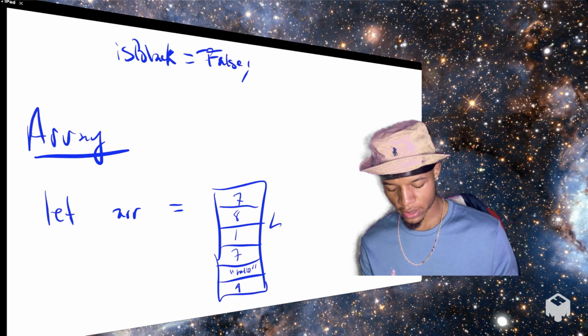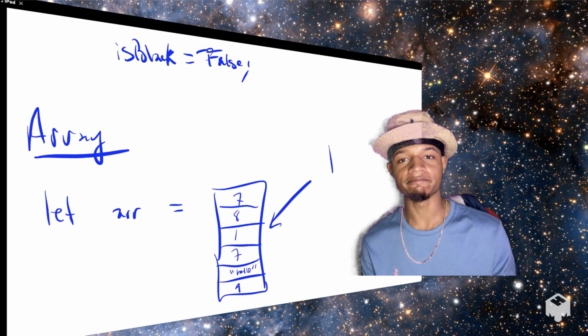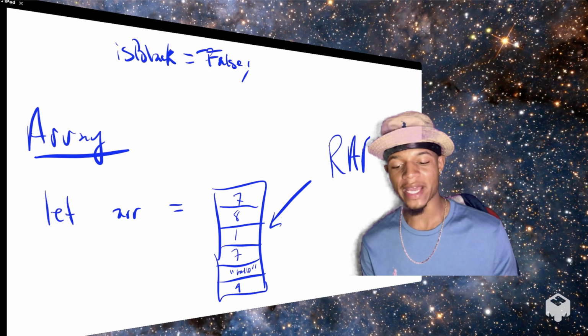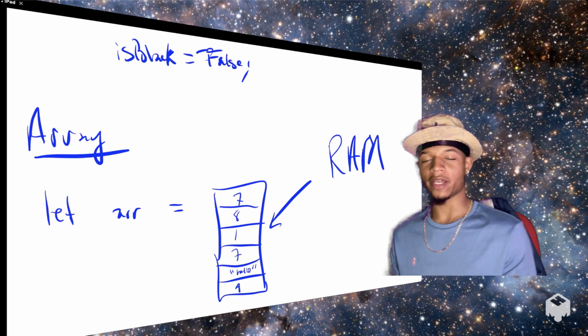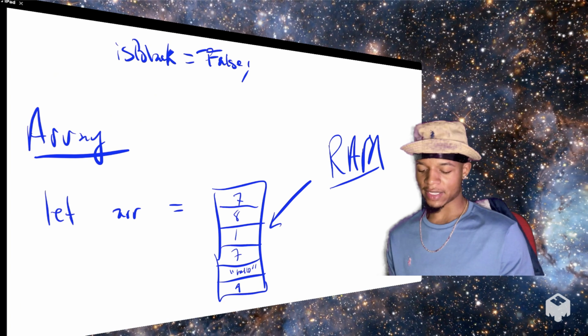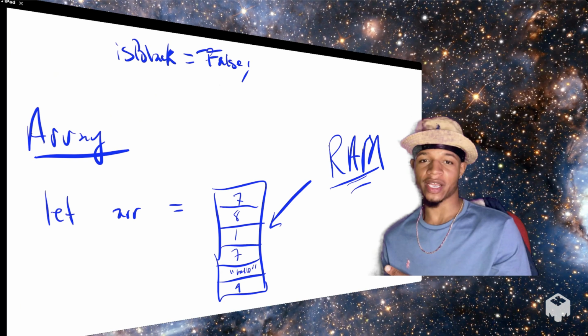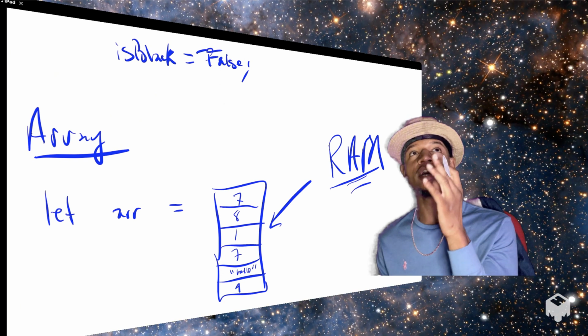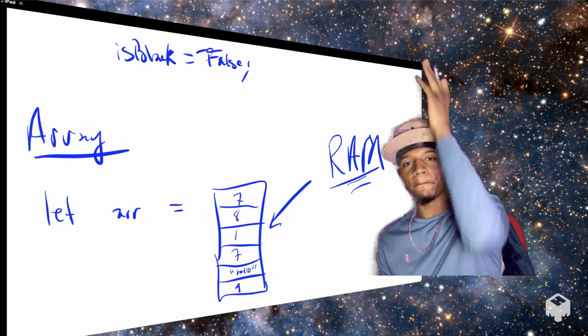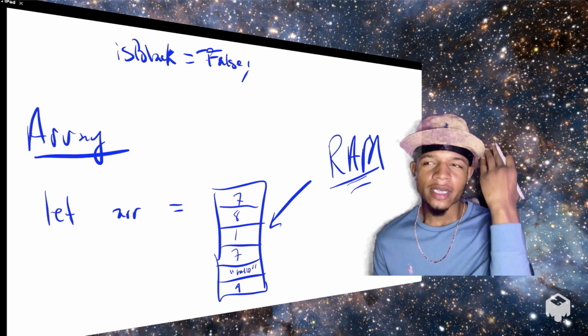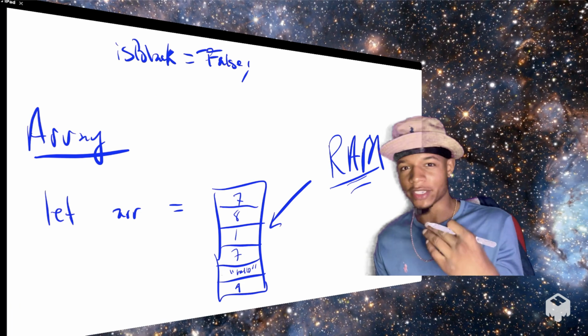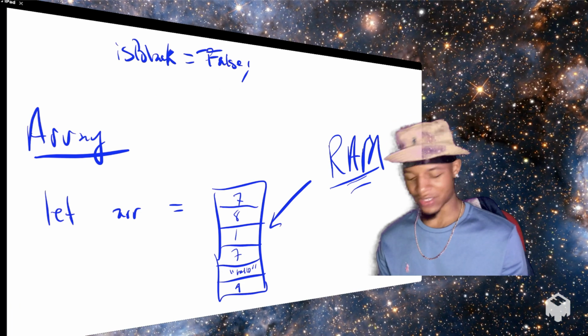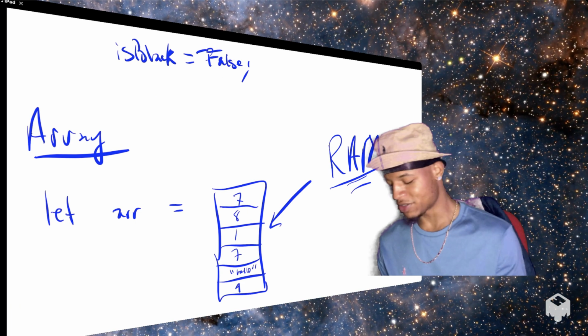Yo, what does this array remind you of? I bet, right? RAM. RAM is honestly just a big array. Your hard drive is honestly just a big array. And then it's got some logic that makes it really dope, but honestly it's just a big array, 16 gigabytes, and you can store data in it.